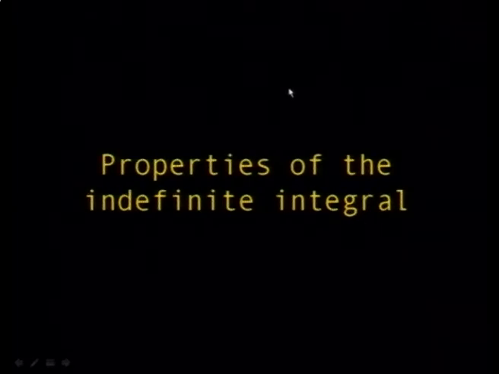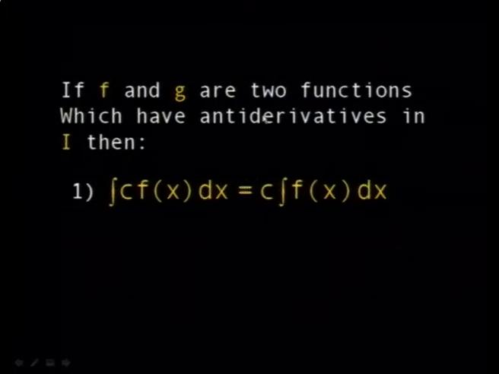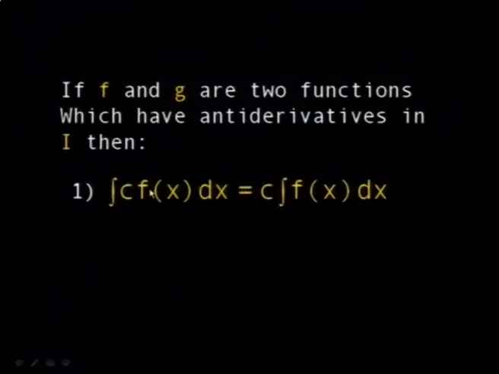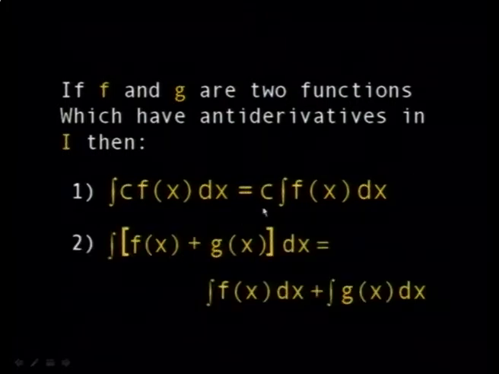Now, again, some properties of the indefinite integral. If f and g are two functions which have antiderivatives on an interval I, then it is natural that when you multiply the function by a constant, you multiply the integral by the same constant. In other words, you just carry on with the integral and then you multiply it by the constant.